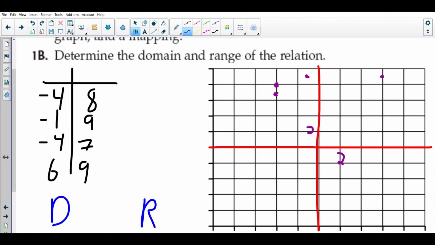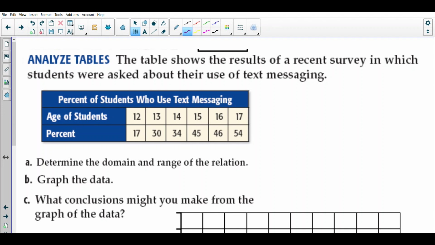Let's keep moving forward. The table shows the results of a recent survey in which students were asked about their use of text messaging. You know, this was way back when messages actually cost a certain amount per text, so it wasn't unlimited. But so determine the domain and the range. Okay, so keep in mind, remember, the top number is always your domain, so we can just write that in. So the top number is your domain. And the bottom numbers are your range.